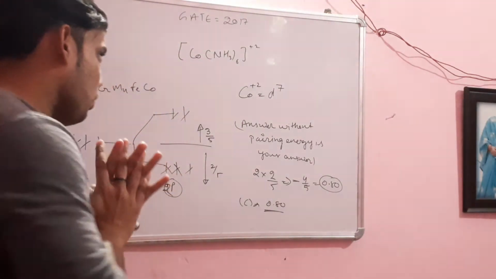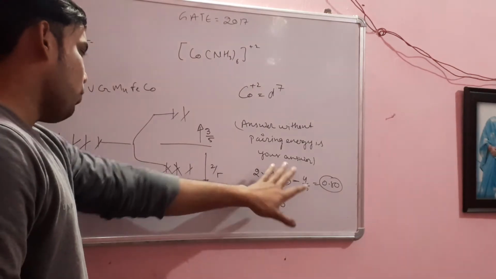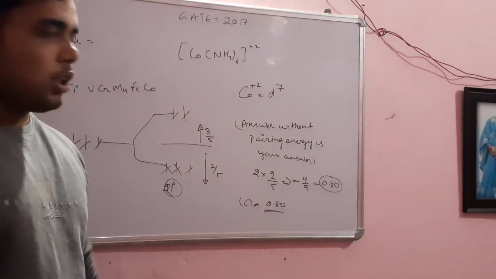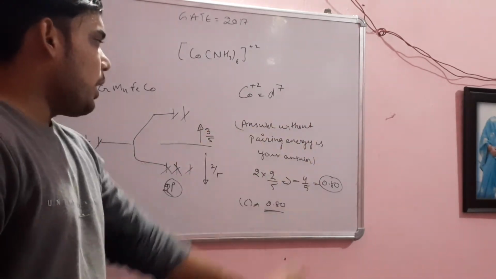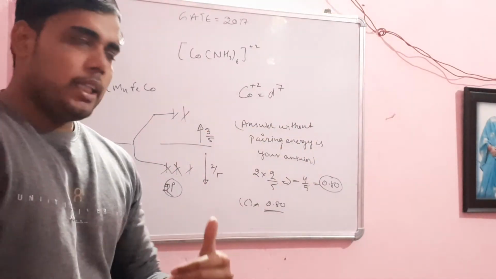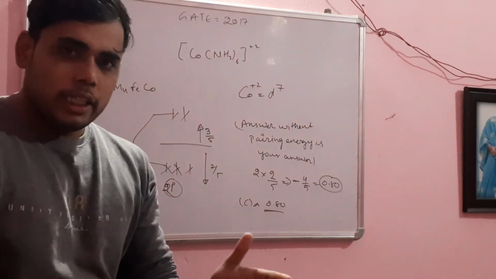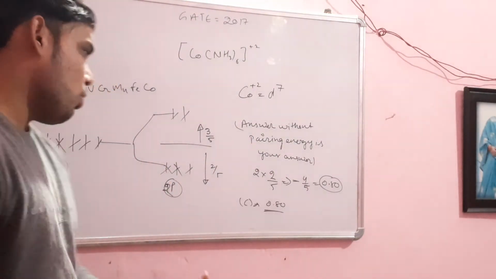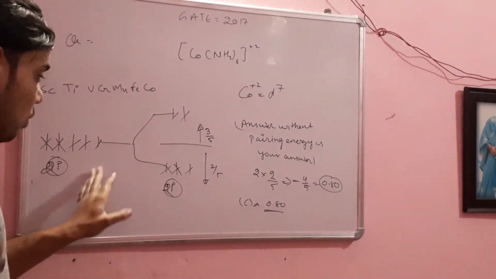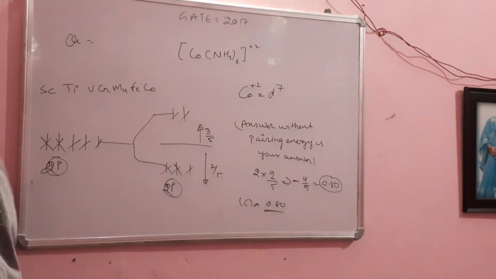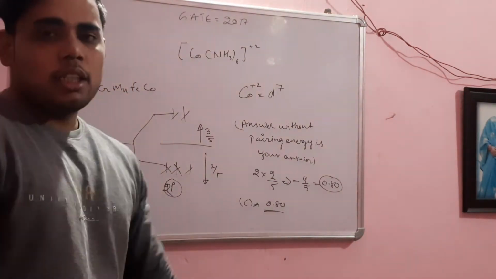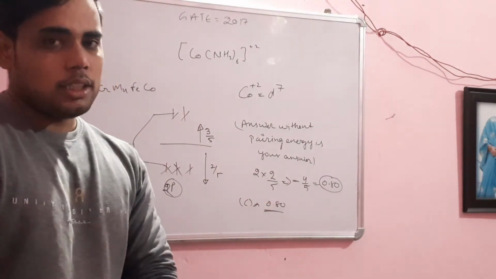So for calculating, you need to follow this rule, but without calculating you can answer this question: the answer without pairing energy is your answer, because it is a case of a weak field ligand. A weak field ligand will have the same arrangement as your normal configuration. So you can calculate it, or you can guess the answer easily.